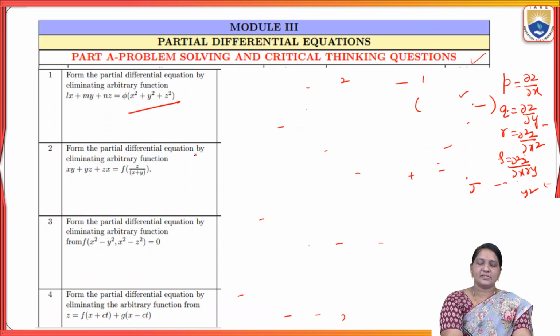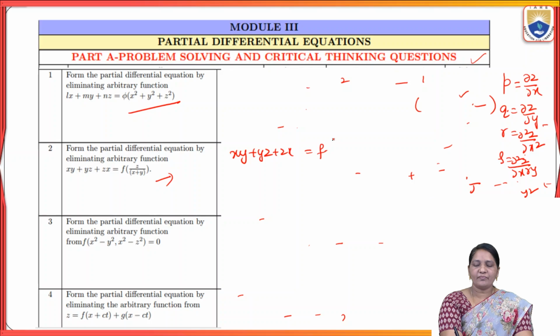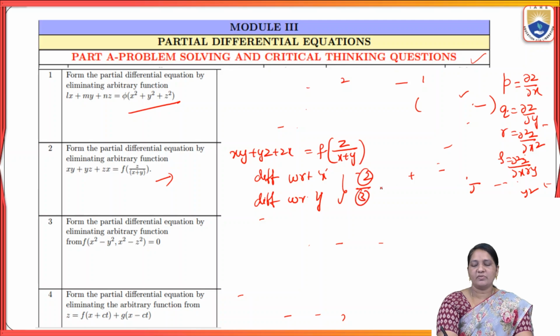In the same way for the second question also, we need to eliminate the arbitrary function, that is xy plus yz plus zx is equal to f of z by x plus y. Here also we have to do partial differentiation with respect to x, and then partial differentiation with respect to y, and then do the division of the second equation and third equation, then you get the PDE.